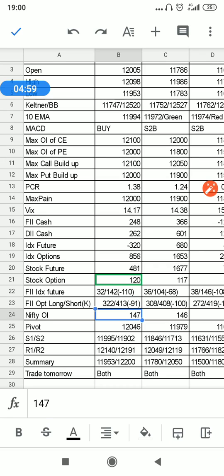Okay, now the Nifty OI. Nifty OI has slightly increased. That means even if the market is going up, there is not heavy build up, which is a matter of concern. If we are looking at this data yesterday and today, there is no heavy buying. Still the market is going up.